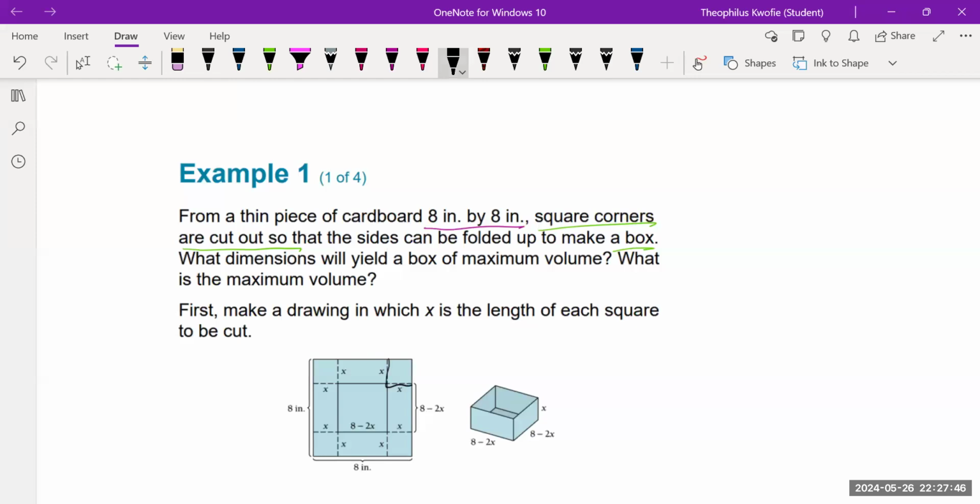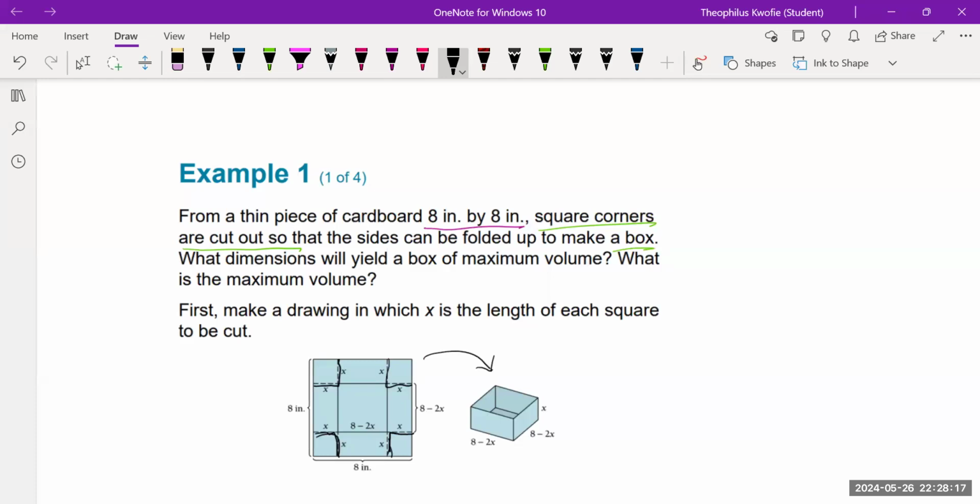Okay. So the square corners are being cut off. So these are the corners you're talking about. We also cut this side as well. Okay. We also cut these corners. We also cut this corner as well. Is that okay? So that is what we are trying to talk about. And it is said that after they are cut off, they are folded to make a box. And that translates into us having this box.